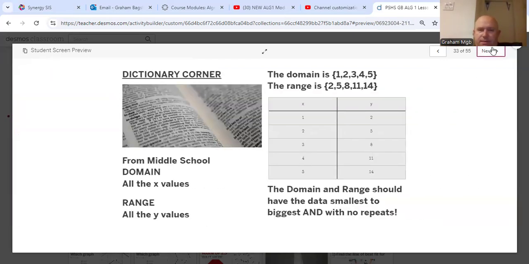Let's start off with those lines of best fit. So talking about domain and range, from middle school, what they're expecting you to know is that domain is the x values, they'll be the ones on the left, and the range is the y values. So for this, you can clearly see that the domain would be 1, 2, 3, 4, 5, and the range would be 2, 5, 8, 11, 14. You should always have the data going from smallest to biggest, and there should be no repeats. So if the data was 1, 1, 2, 5, you wouldn't put 1, 1, 2, 5. You just put 1, 2, 5. You don't need to repeat the second one. This one, all the values are different, so it's not such a big thing.